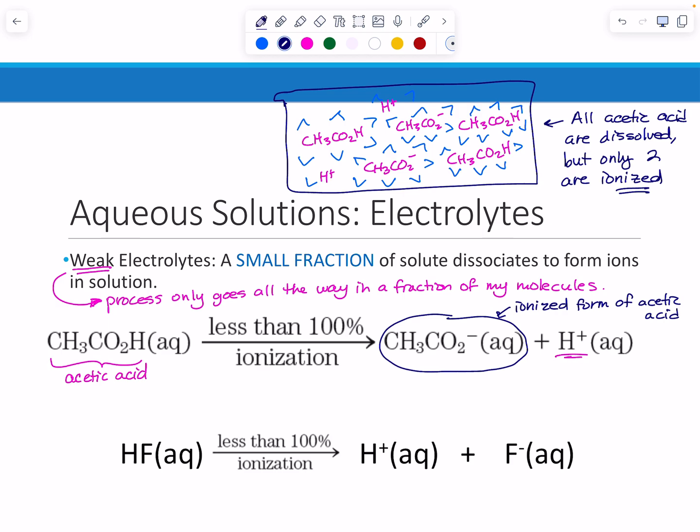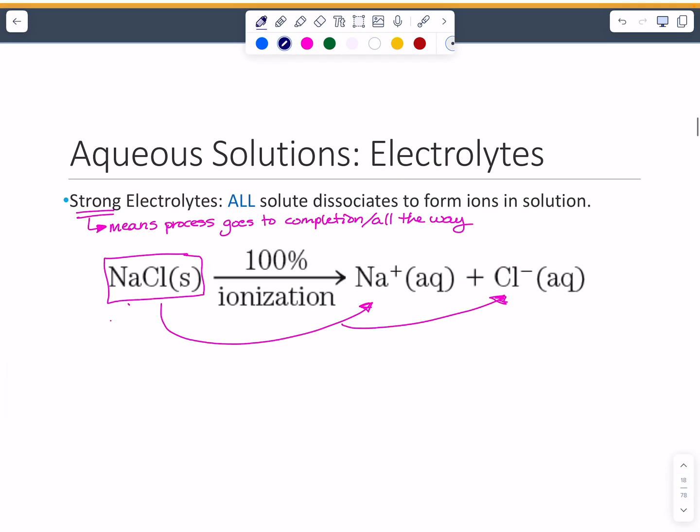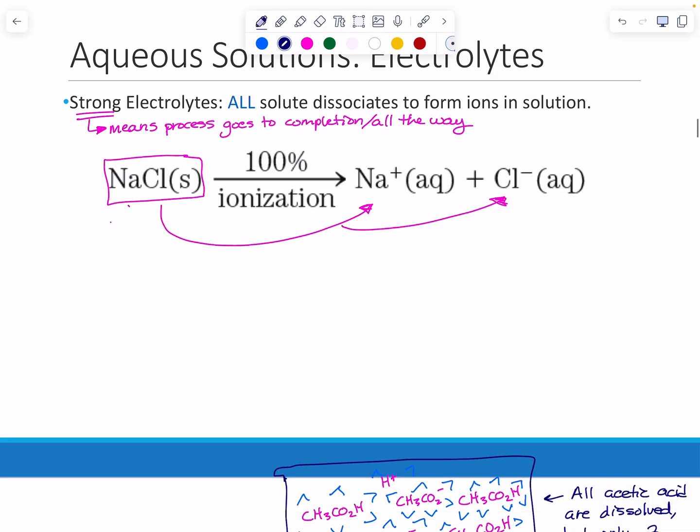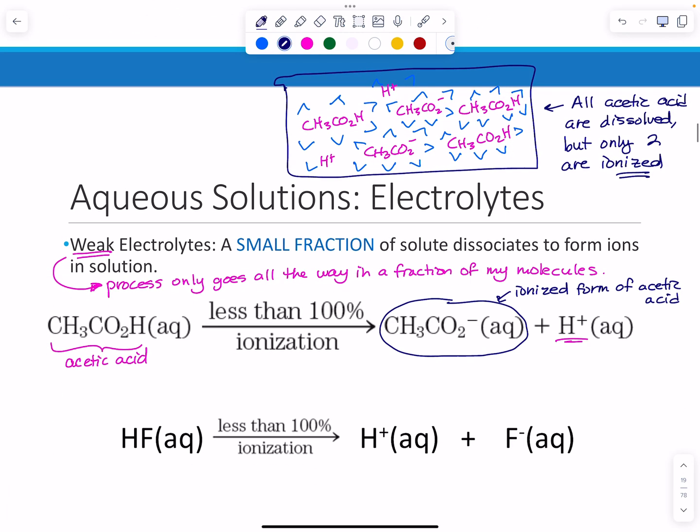If I had this same situation with my previous example, which was sodium chloride, a strong electrolyte, what I would find is every single one of my sodiums would be ionized, and every single one of my chloride ions would be. So they would be completely broken up into the 2 ions.